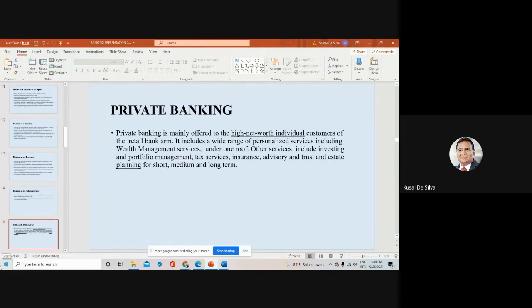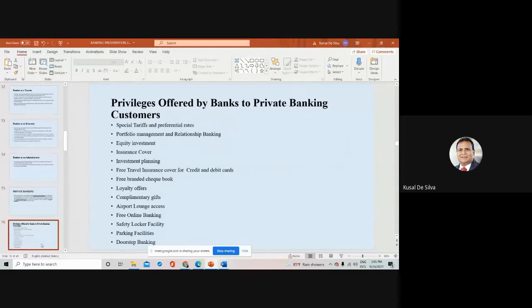Private banking is getting very popular. Then we'll see what are the privileges offered by private banking to private banking customers.